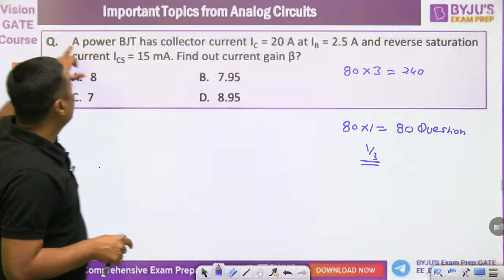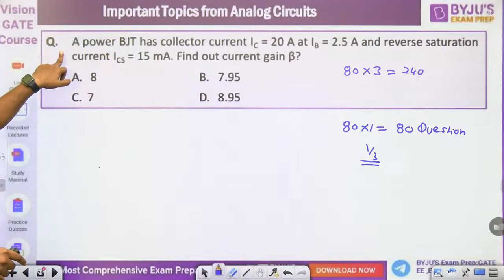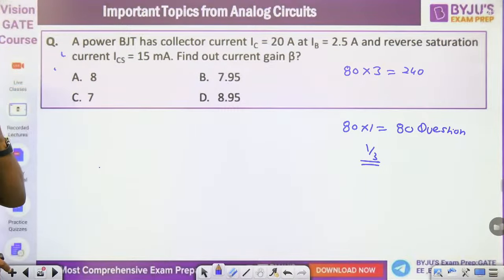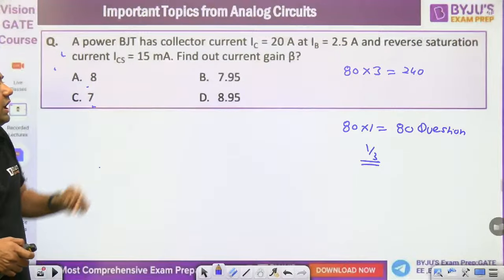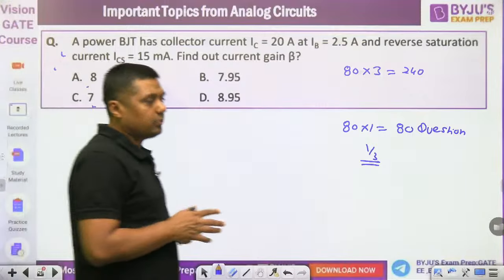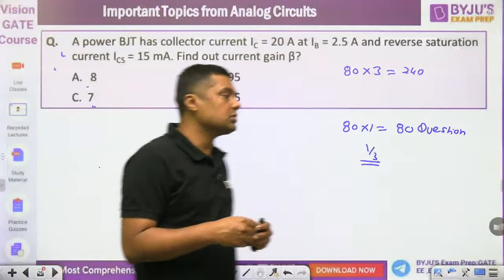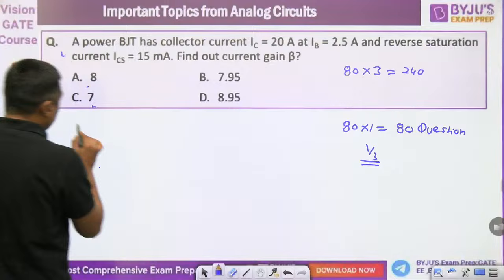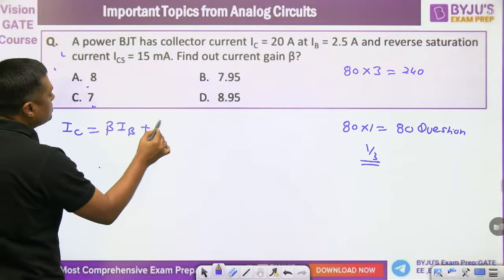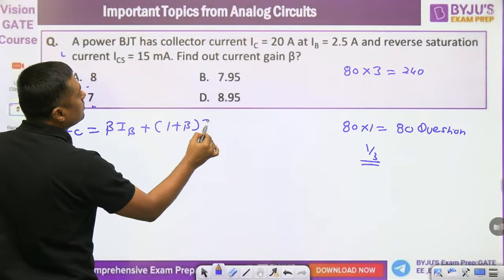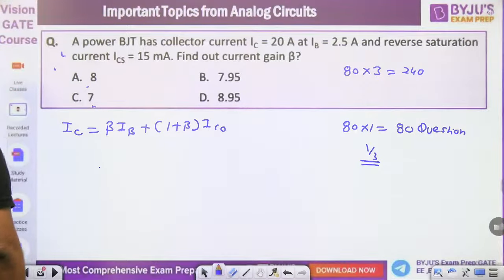Now tell me, a power BJT has collector current IC of 20 ampere at IB of 2.5 ampere and a reverse saturation current given. Find out the current gain beta. But all our options are nearby values, 8, 7.957, 8.95. So you have to use the exact formula. Otherwise, one can use the approximated formula. Then what is the exact formula? IC is equal to beta IB plus 1 plus beta times ICO. What is the beta? Then you have to find it.